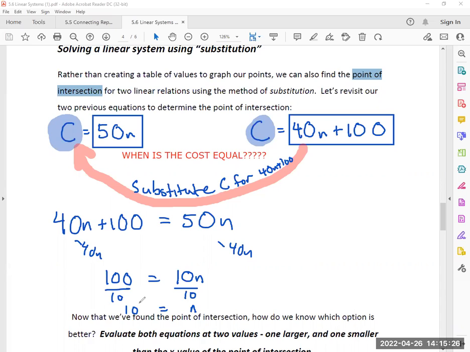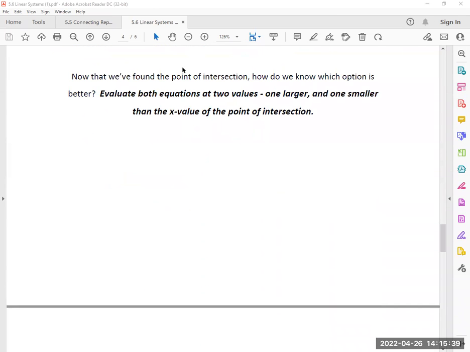The very last part is just a quick check. Is everyone okay with this? Here's what I'm going to do. I'll save this just in case. Now that we found the point of intersection algebraically, in other words, the n value is 10, right? If the point of intersection is 10, I will test n equals 9 and n equals 11 to see which one's the better deal.